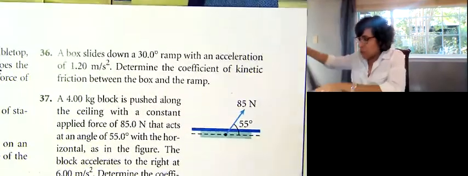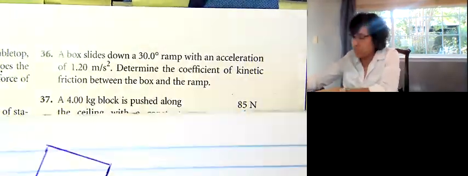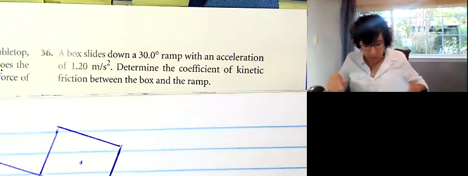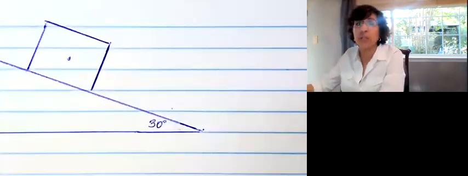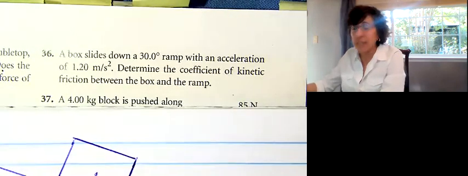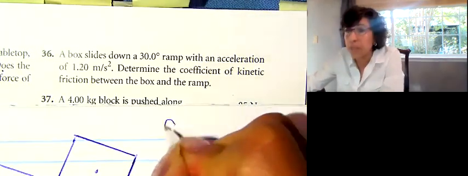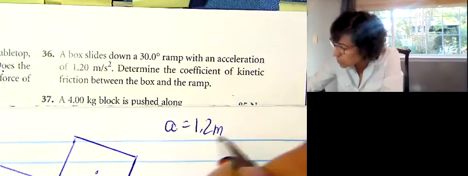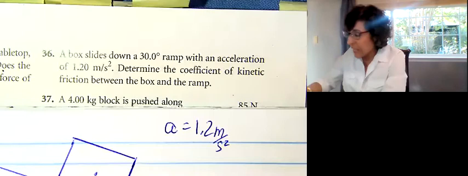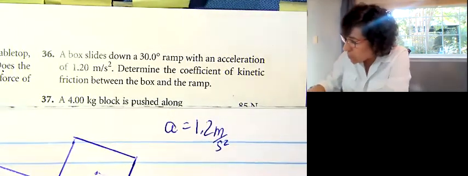So let me see, I started drawing the ramp here for you already. Here's my ramp. Okay, so first of all, let me write down what it is that they told us. They say that it's 30 degrees. There's my ramp at 30 degrees. And they say the acceleration, so I'm going to write that up here. The acceleration is 1.2 meters per second squared. So it's sliding down, it's going down this way.